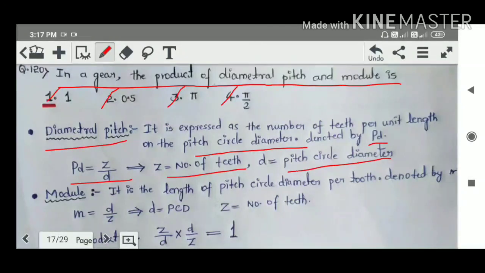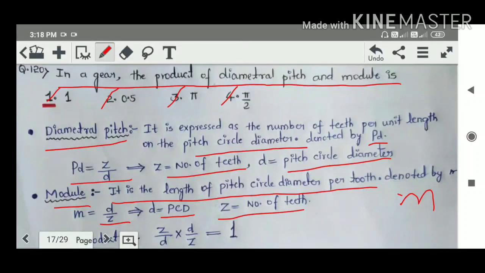Okay friends, then the second one is module. Module is the length of pitch circle diameter per tooth, and it is denoted by M, and the formula for module is D by Z, where D is equal to pitch circle diameter and Z is the number of teeth. In the question, it is asked for the product of diametral pitch and module.